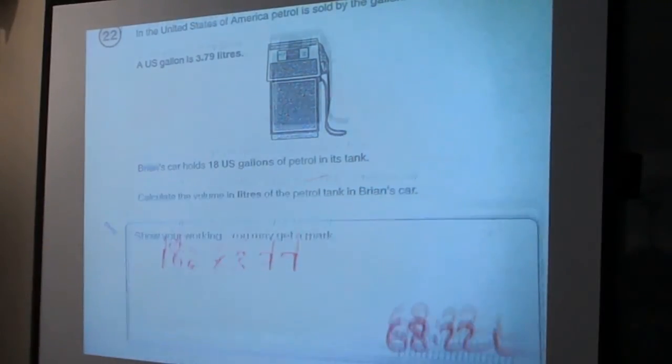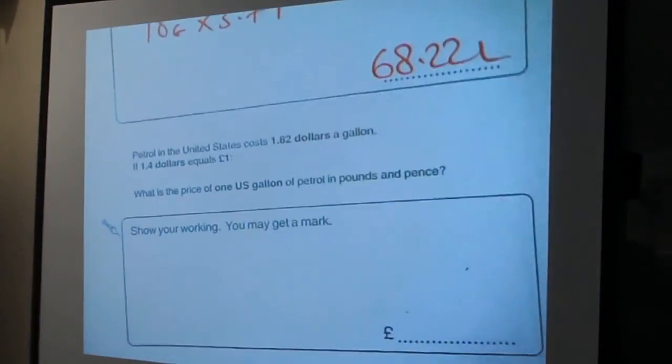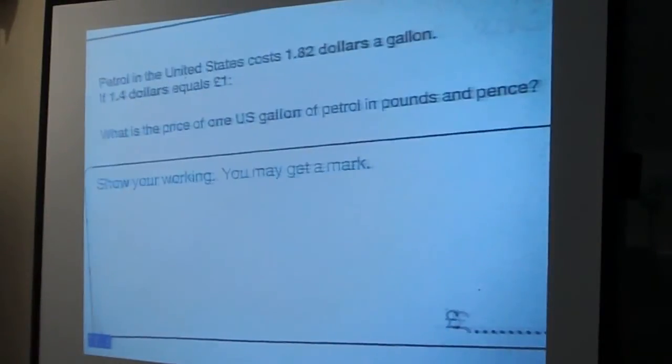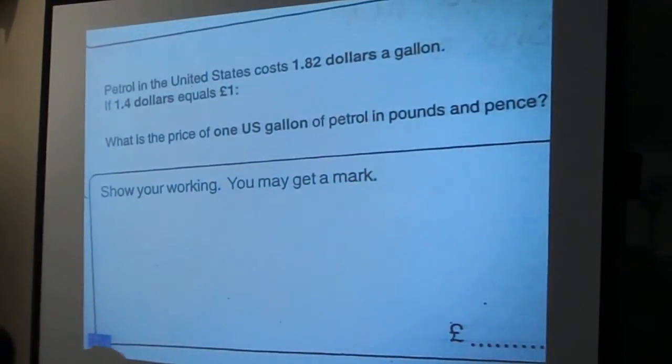Okay, next question, folks. What was it? Answer was 68.22. So what was the working out though? The working out was 18 times by 3.79. Got that? Yeah. Good. Okay, next.